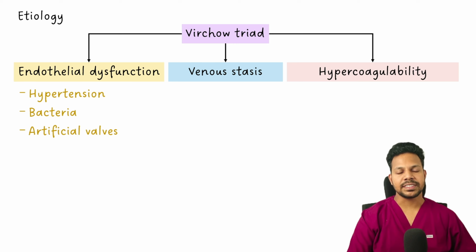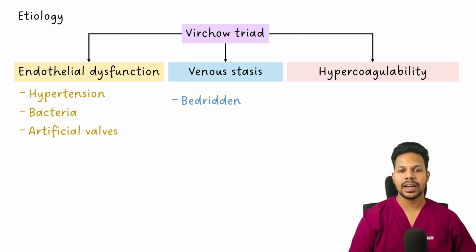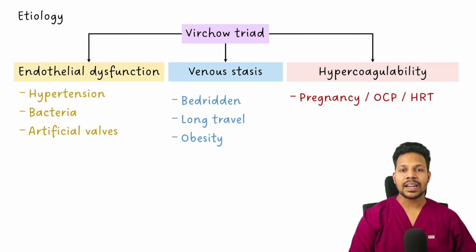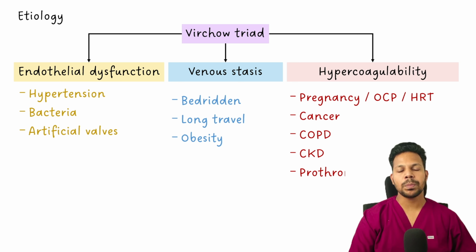Then comes the venous stasis. The venous stasis can be seen in bedridden patients, those who are doing a long haul travel, and obesity. The causes of hypercoagulability are pregnancy, oral contraceptive pills, hormone replacement therapy, carcinoma, COPD, CKD, and the prothrombotic states like factor V Leiden mutation, prothrombin gene mutation, deficiency of protein C, protein S, and antithrombin.